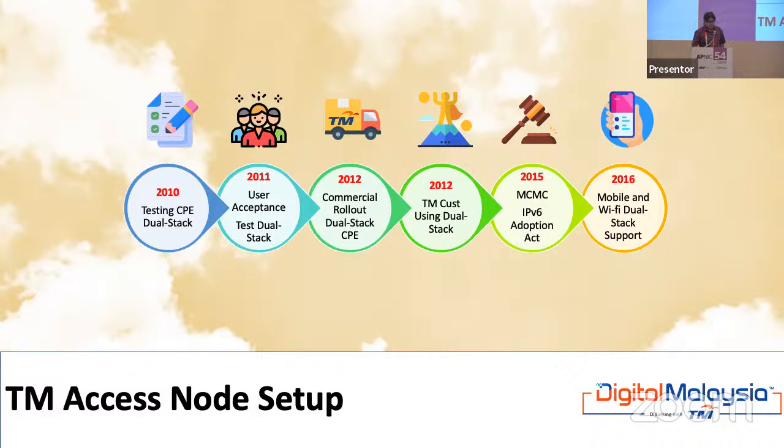And in Malaysia in 2015, MCMC, the regulator for communications in Malaysia, pushed out an act which says that all ISPs need to deliver dual stack IP to the customer. This is really a good thing for Malaysia, and good for us is that we had it covered a few years back. And in 2016, Telecom required the mobile provider to give the same thing, which is dual stack, to the customer.